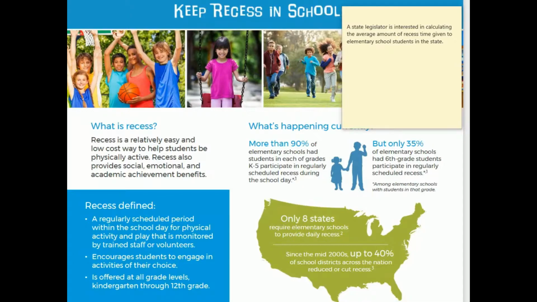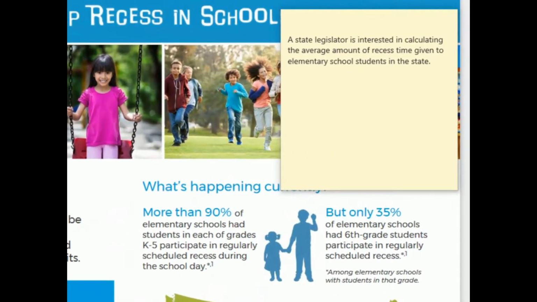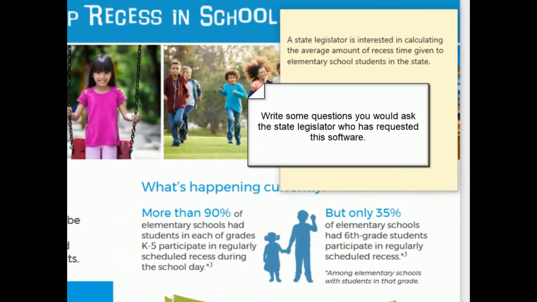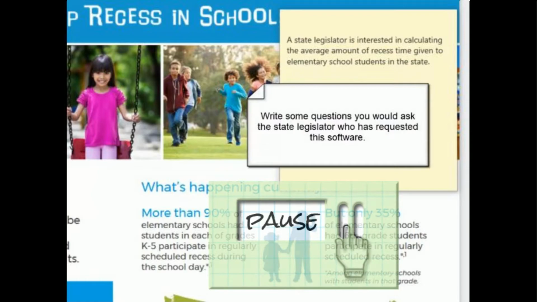As always, our first instinct and the first step in the problem-solving process should be to learn more about this problem. Pause the video, review the brief problem description, and think about what you do and do not know about this problem. Write down some questions that you would ask the state legislator who has requested this software. Pause now.